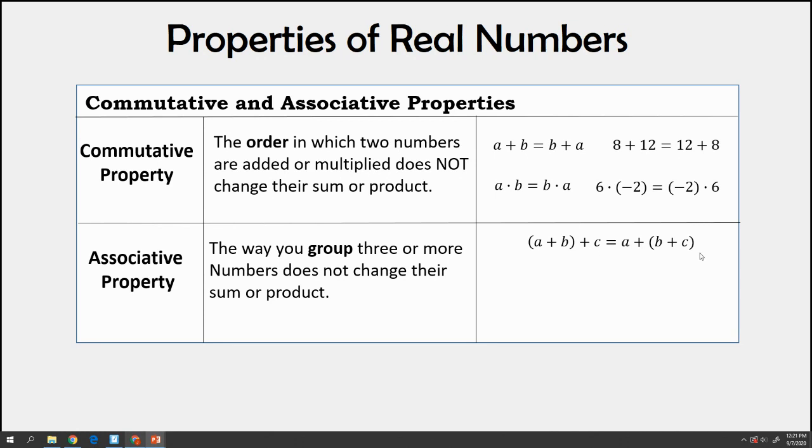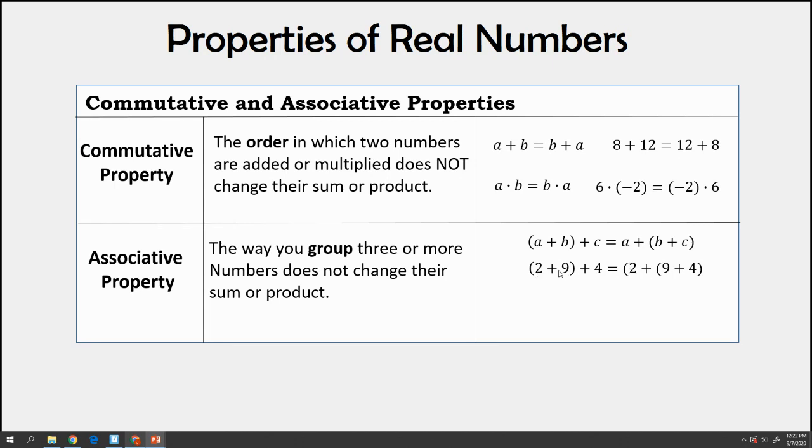We changed the grouping. And in math, if I've got three numbers added together, what this says is it doesn't matter which of the two you add first. When you add the third, you're getting the same answer. So here, 2 plus 9 plus 4 is the same thing as 2 plus 9 plus 4. That parentheses I should not have in there.